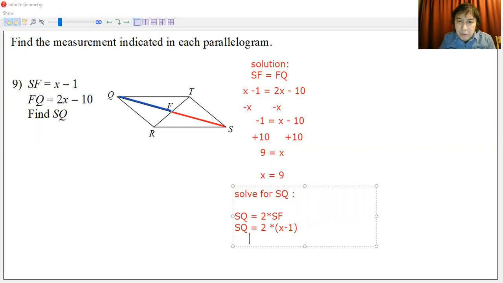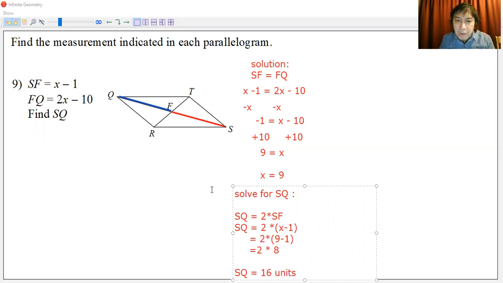So this must be equal to 2 times the quantity, x is 9, so 9 minus 1. We have 2 times 8, which gives us 16. So our SQ is equal to 16 units. That's our answer. Let's show the answer from the computer.